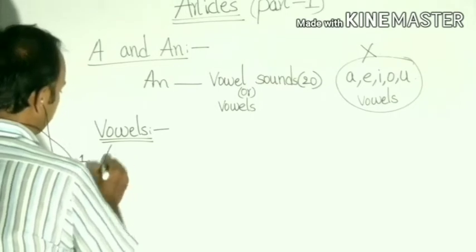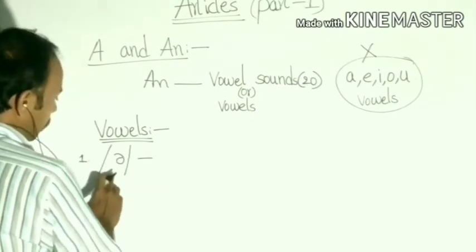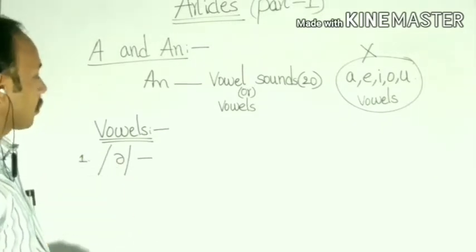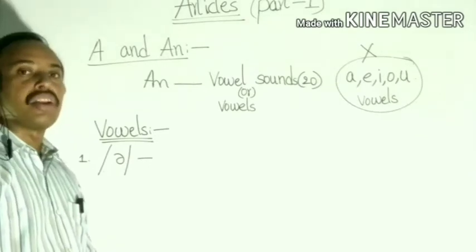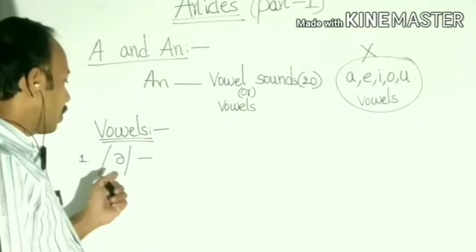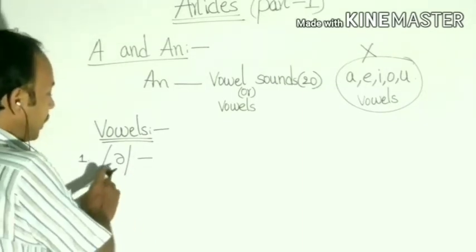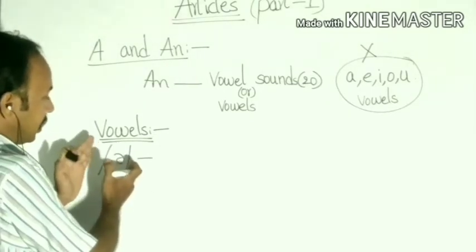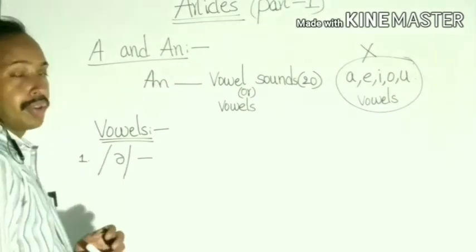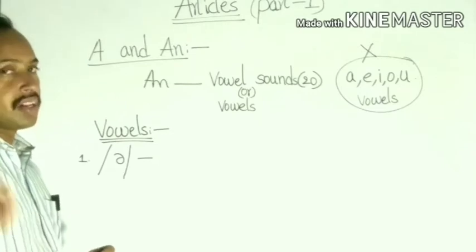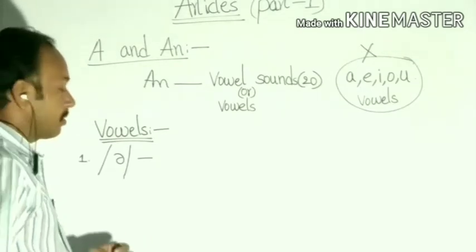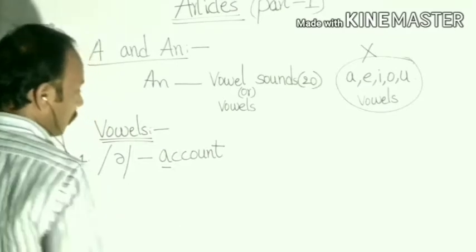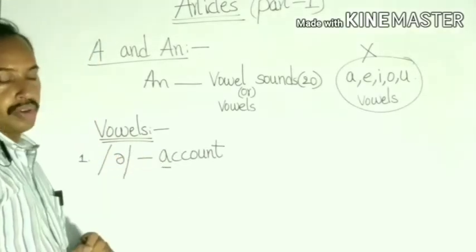So, what are those 20 vowel sounds that we have in English pronunciation? The first one. See, these are the symbols of these sounds. These symbols are part of the IPA, International Phonetic Alphabet. So these are not English letters, and you should write a slash before this symbol and a slash after this symbol. These two slashes indicate that the symbol between them is a symbol of English pronunciation. So the first sound, as in account. Here A is giving this sound.